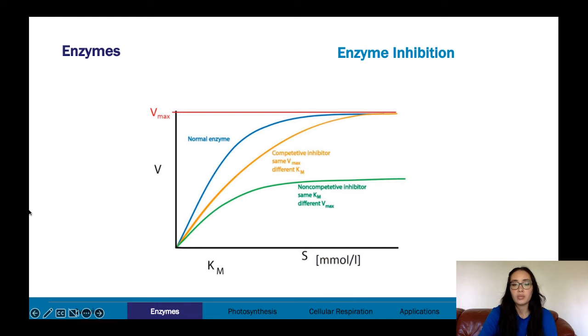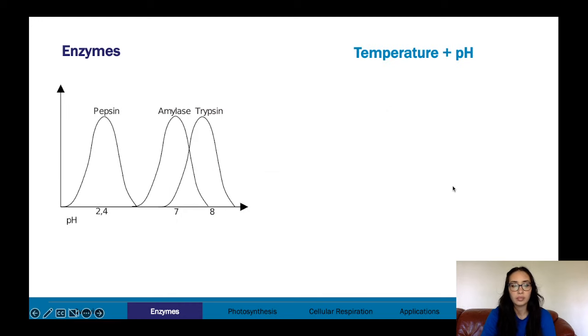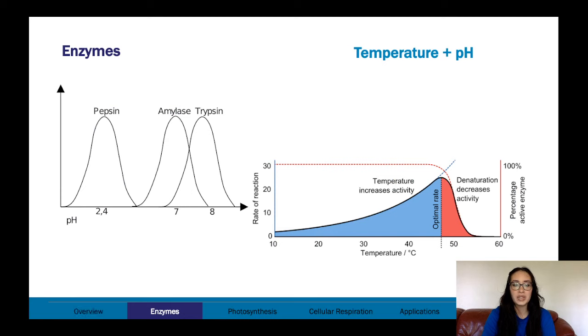Do you know the different factors in this graph? This is kind of just emphasizing that different enzymes have different optimal pH levels, and anything outside its optimal will cause it to denature. This is showing that anything above the optimal temperature will cause it to denature. Anything below the optimal temperature won't cause denaturation, but it will make it work slower.